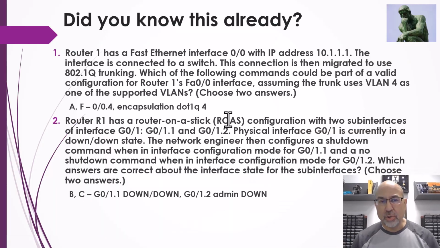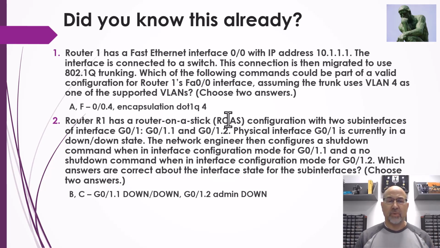All right, the "Do I Know This Already?" questions. Question number 1, router 1 has a FastEthernet interface 0/0 with an IP address of 10.1.1.1. The interface is connected to a switch. Okay, I get that so far. This connection is then migrated to use trunking. Which of the following commands could be part of a valid configuration for router 1's F0/0 interface, assuming the trunk uses VLAN 4 as one of the supported VLANs? All right, so this is all about router on a stick.